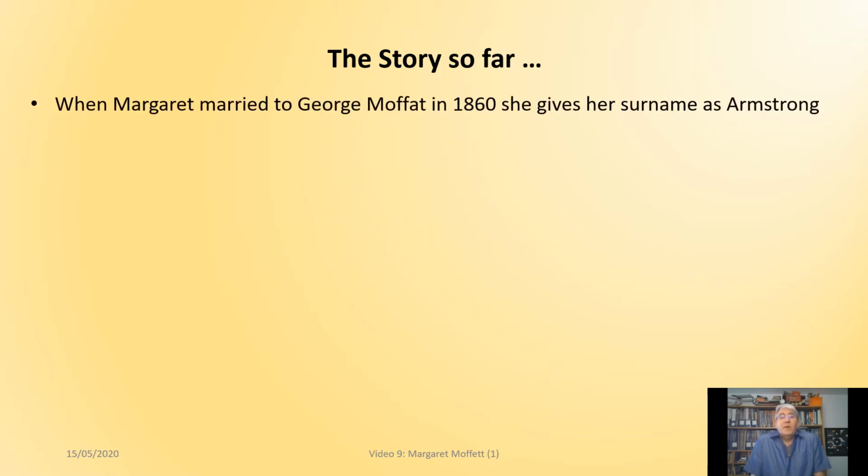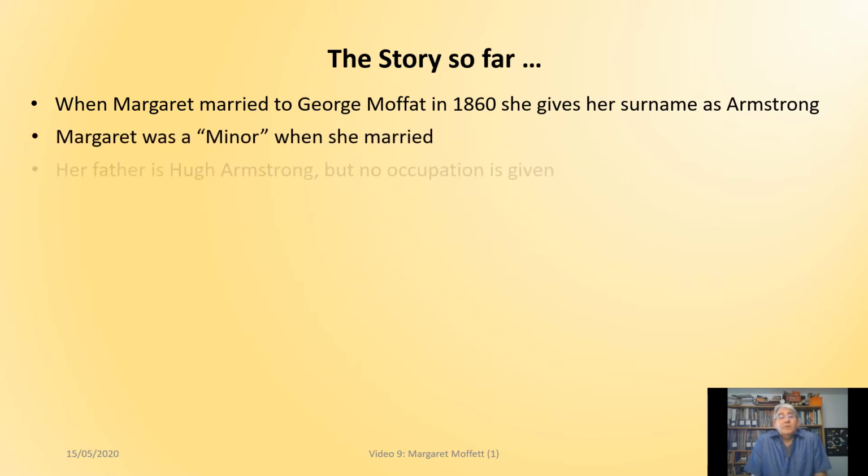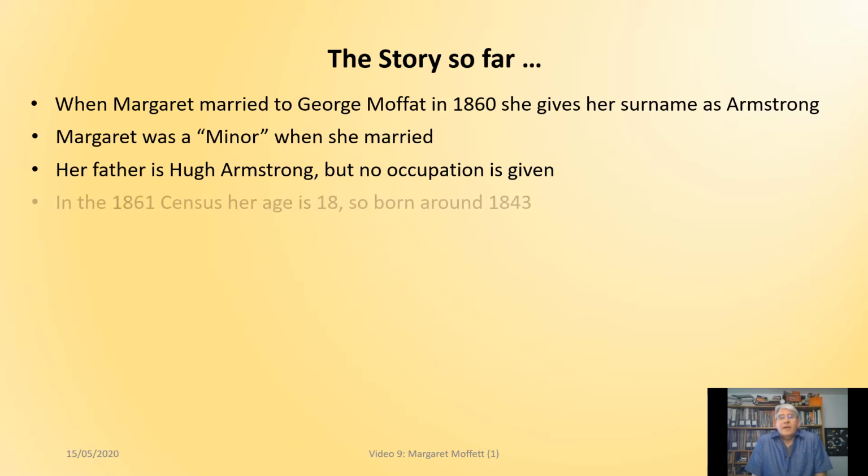First of all, Margaret was married to George Moffett in 1860 in Carlisle and gives her surname as Armstrong. At the time she was a minor, so under 21. Her father was recorded as Hugh Armstrong, but no occupation is given. The 1861 census gives her age as 18, so suggesting she was born around 1843.